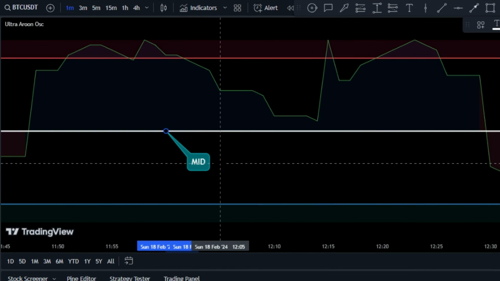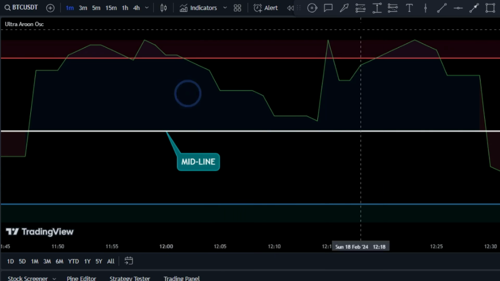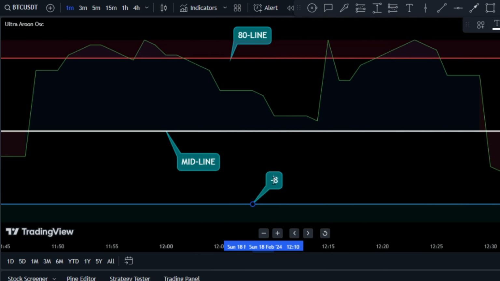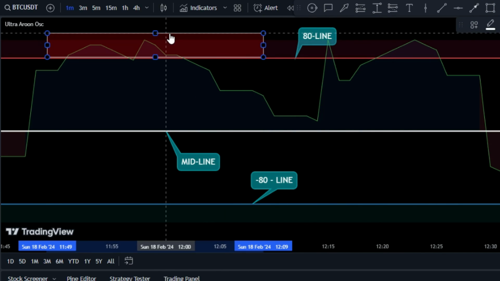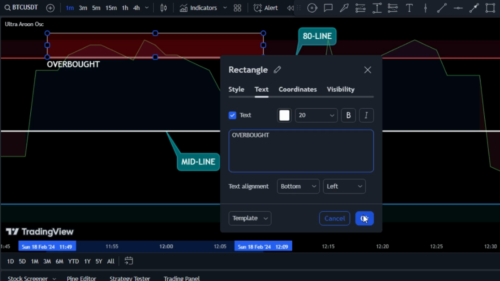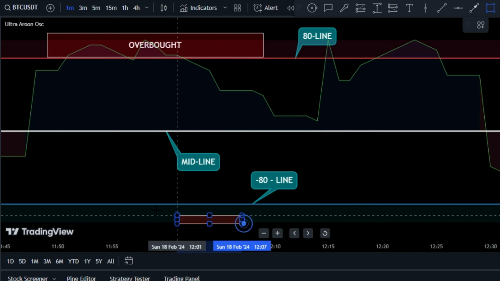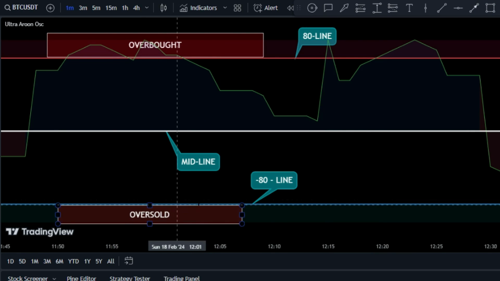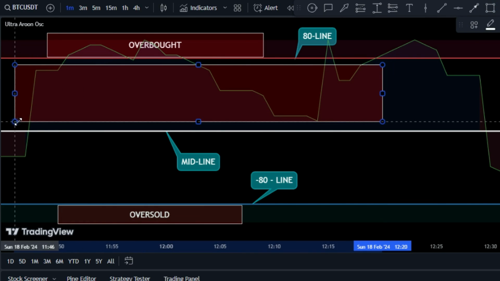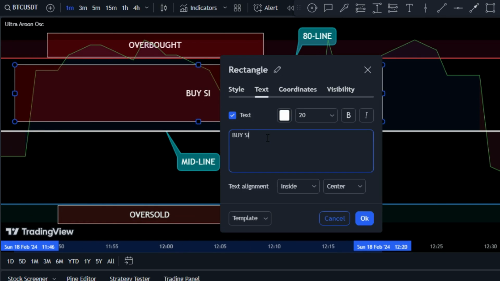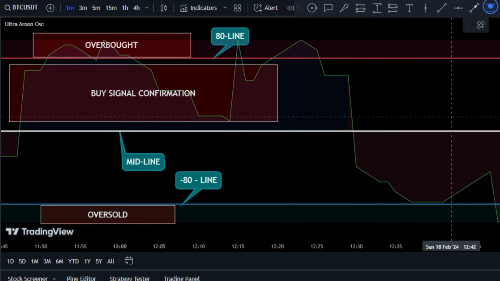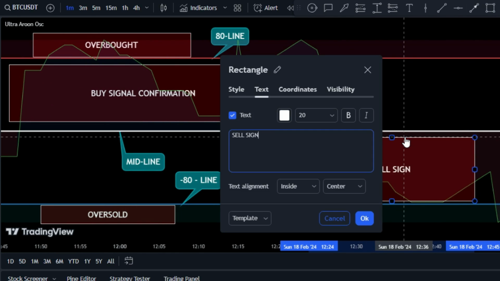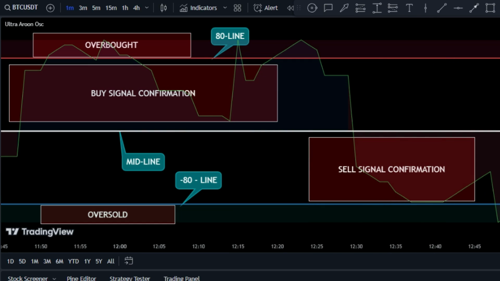What sets this indicator apart is its signal line that moves above and below the midline, and its overbought and oversold zones. Levels above plus 80 indicate overbought conditions, while levels below minus 80 signal oversold conditions. So when the oscillator line is between the middle line and plus 80, it confirms a bullish signal. Whereas if it's between the midline and minus 80, it confirms a bearish signal.